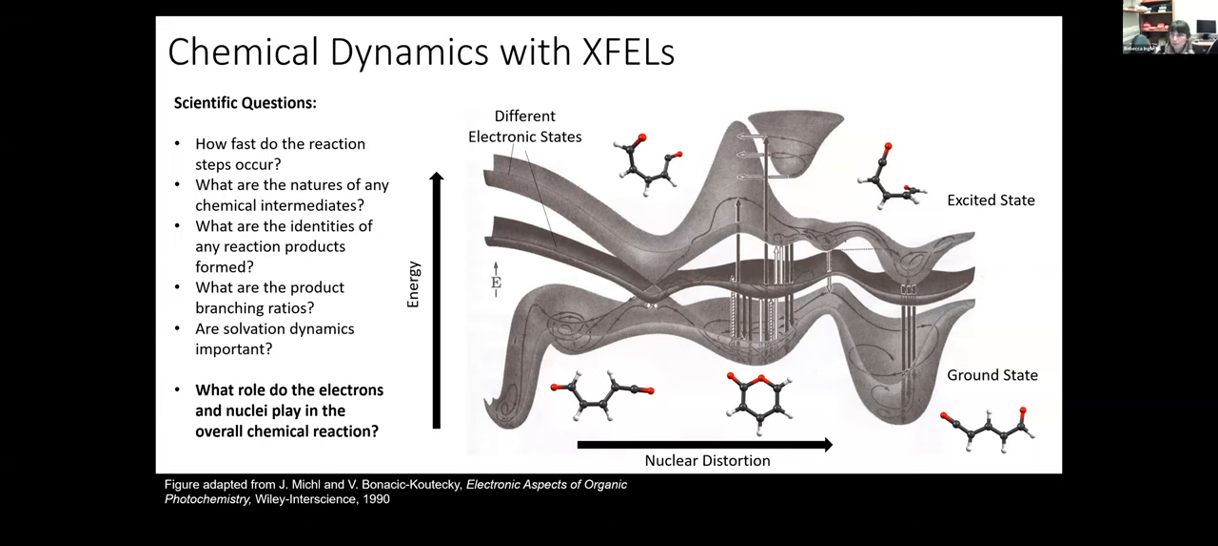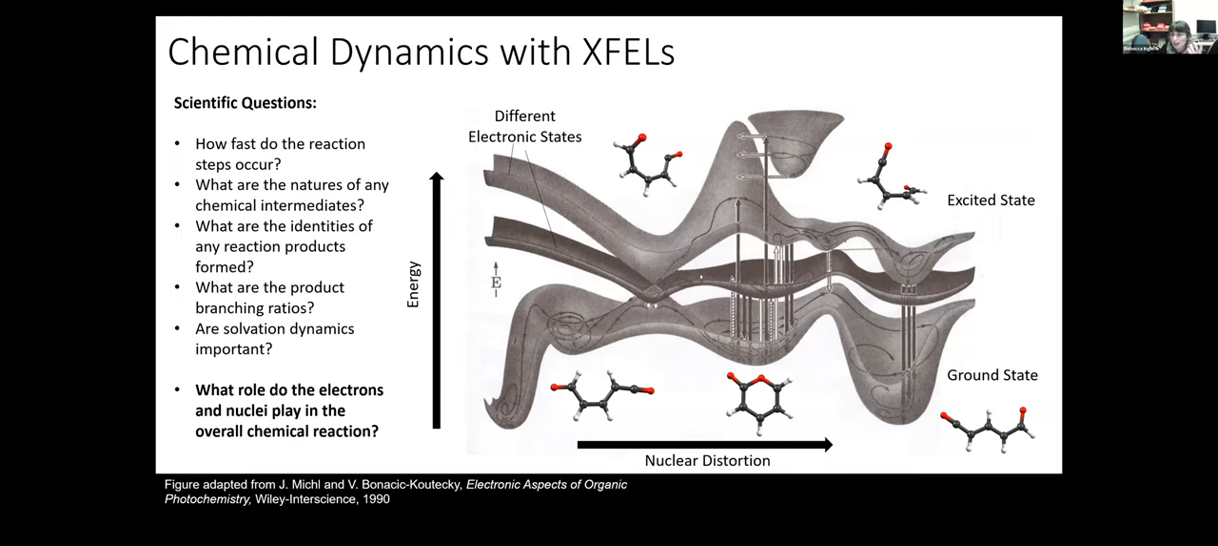That might be a unimolecular process that's driven by light. It might be a more traditional chemical reaction between multiple species. It might be some kind of catalytic event. But really what we want to resolve in these experiments is exactly what the nuclei do and exactly what the electrons do. What we want is to map out the full potential energy surface involved in a reaction, with the hope that we can then design molecules with really tailored properties to affect how they traverse this surface.